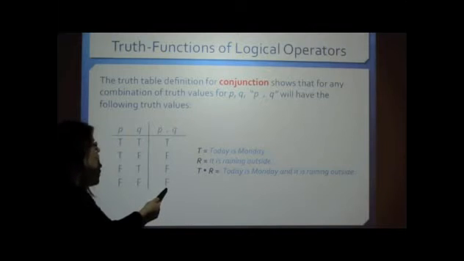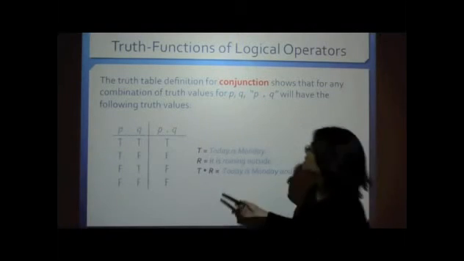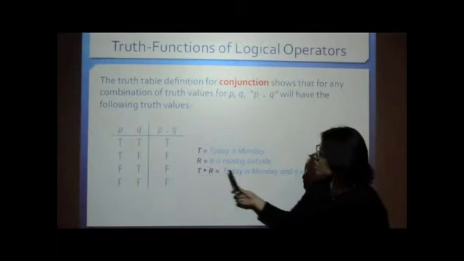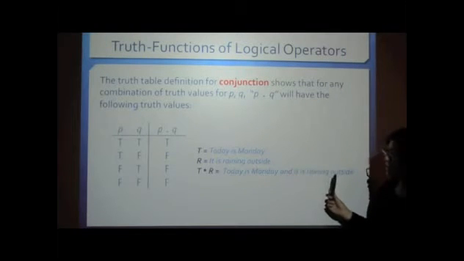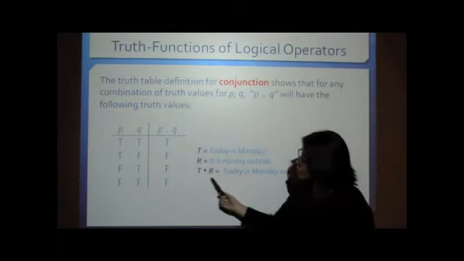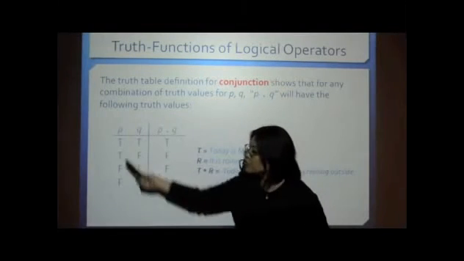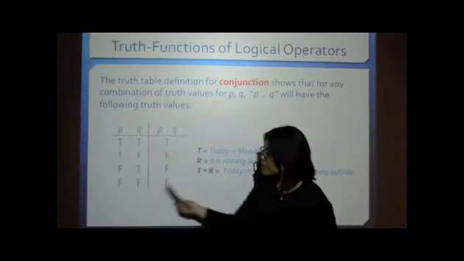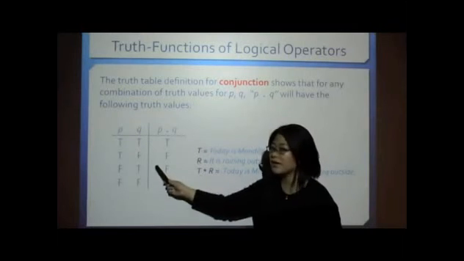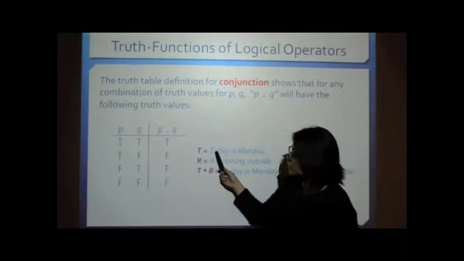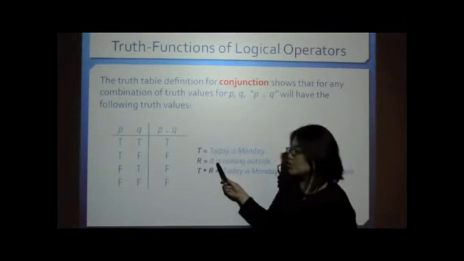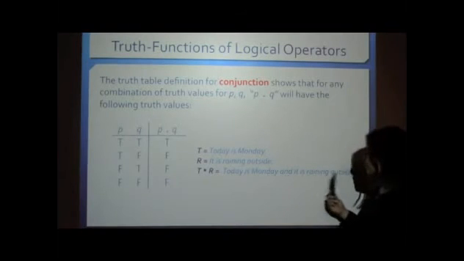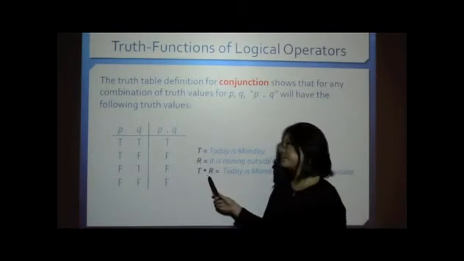Now here we have the statement, today is Monday, and we have the statement, it is raining outside, and then we have the conjunction of that: today is Monday and it is raining outside. Now, the truth of this conjunction, because of the truth function, depends on the truth of the component parts along with the definition of the conjunctive dot. So if it's true that today is Monday, and it's true that it's raining, then the conjunction, today is Monday and it is raining outside, will be true.